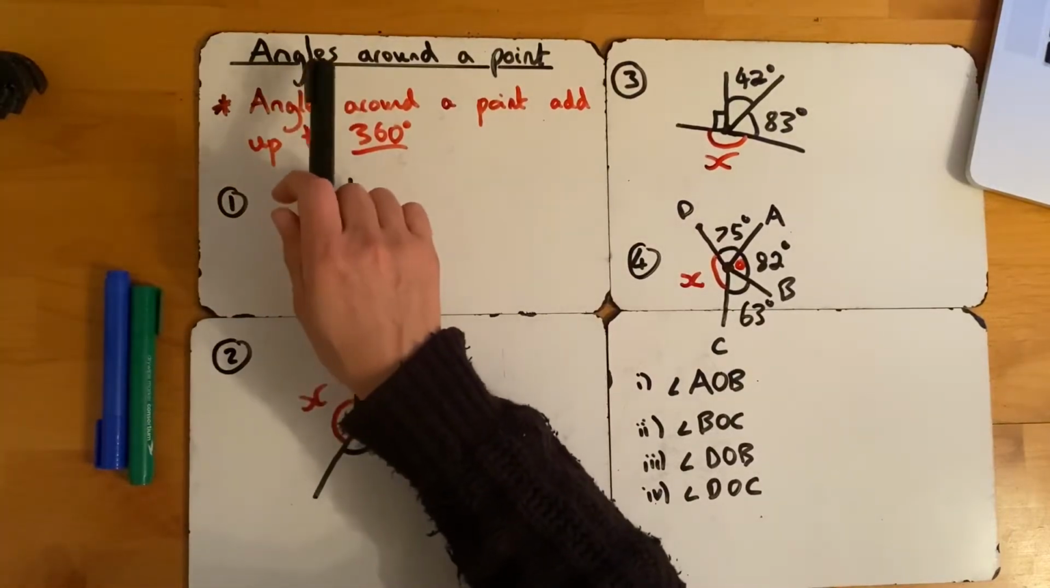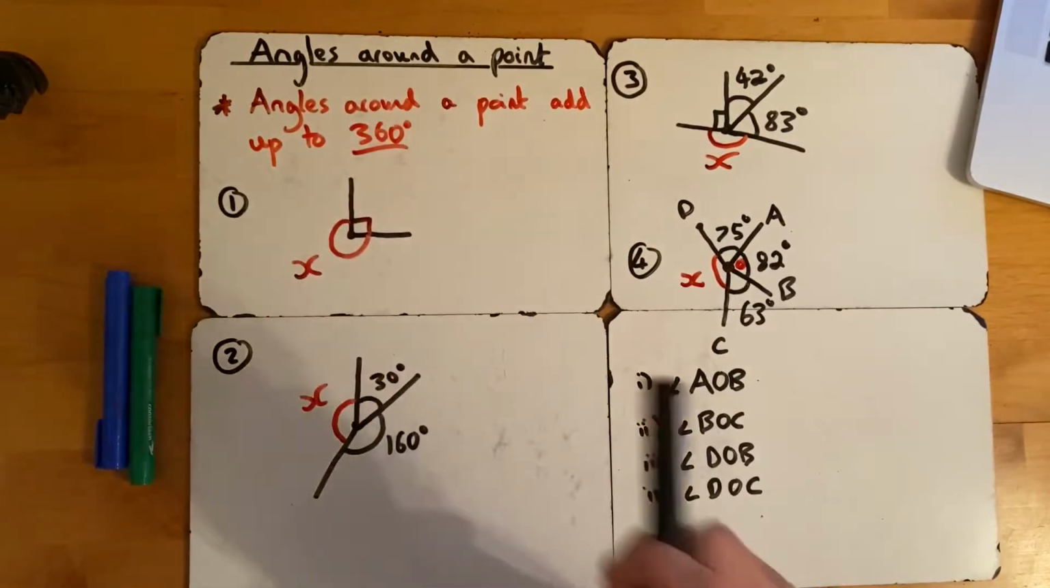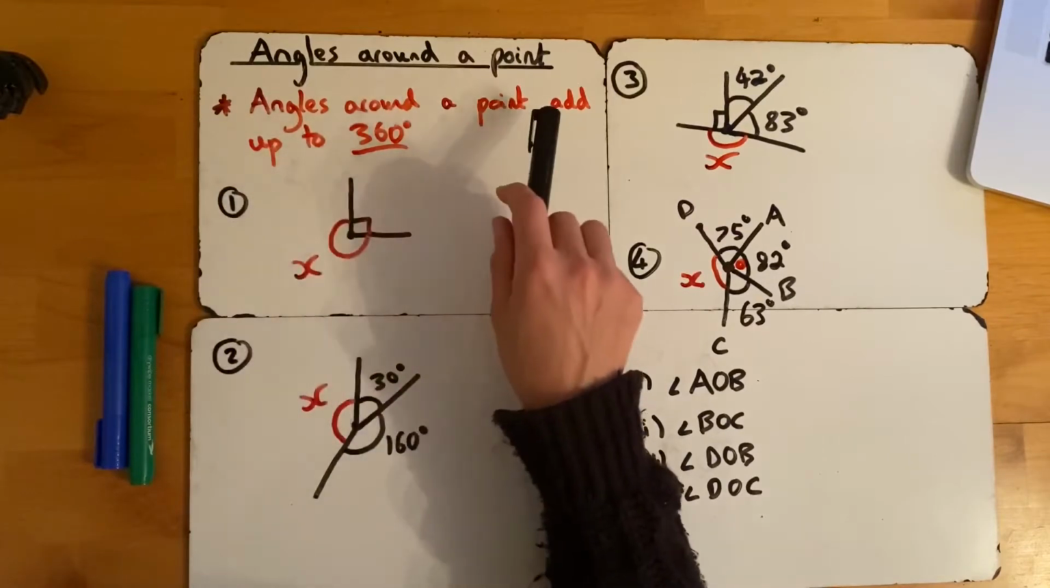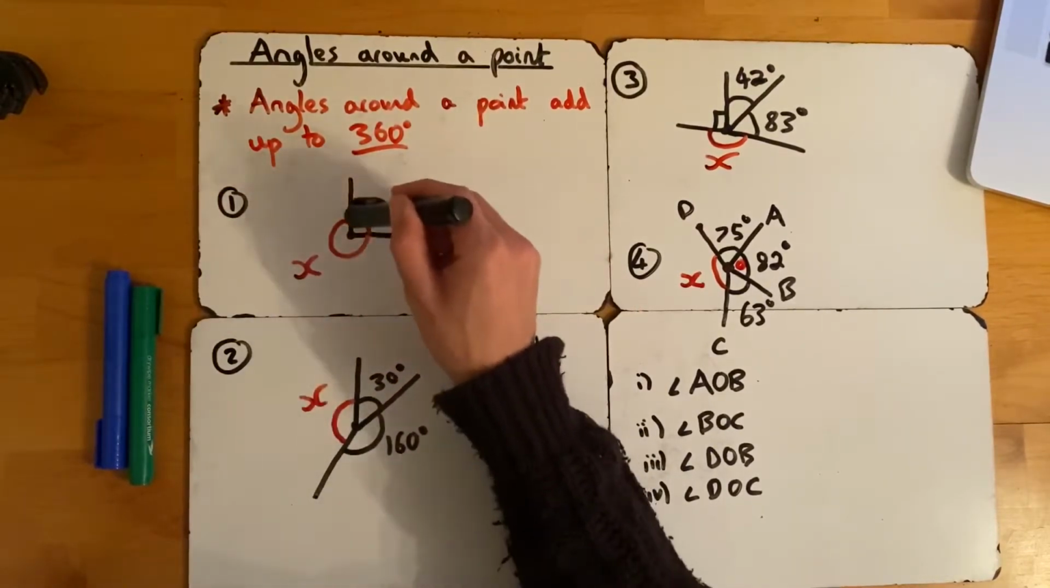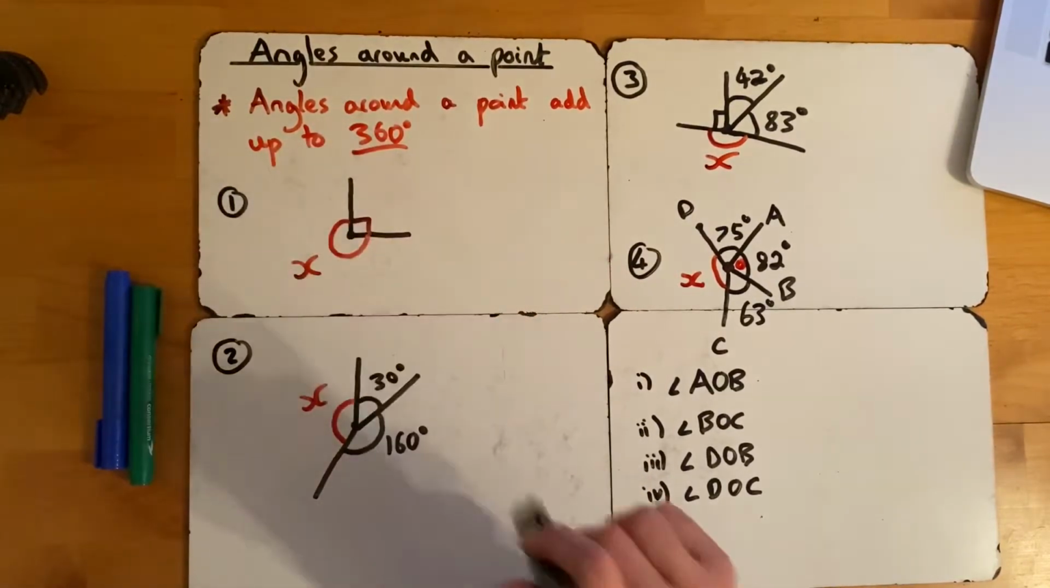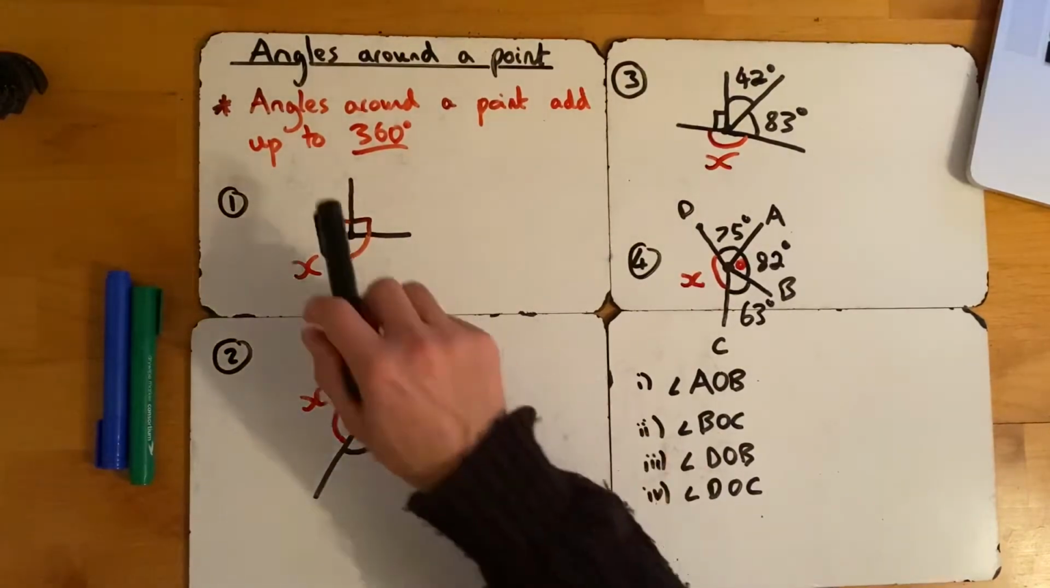Today's lesson is angles around a point. So can you make a note in your books? Angles around a point, so all the way around a circle, always adds up to 360 degrees. So let's look at some questions.